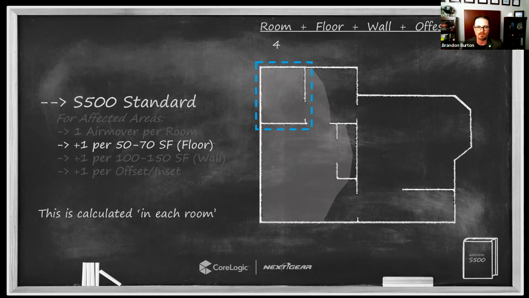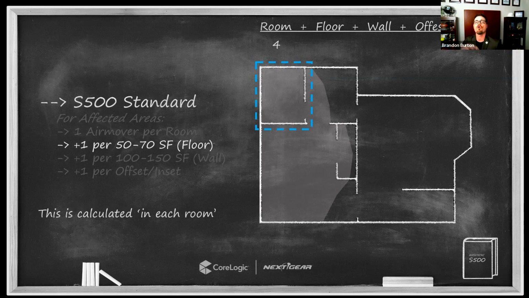This room that I have highlighted here, for example, if this was a 10 by 10 bedroom, that would be 100 square feet. Then I would do the math and divide 100 by 50, and I would come up with 2 air movers, and I would divide 100 by 70, and I'd come up with 1 point something air movers. Round that up, and you get 2 to 2 air movers. Pretty easy range to follow, right? So 2 air movers would be required in that room.